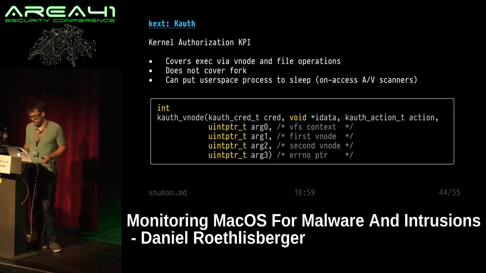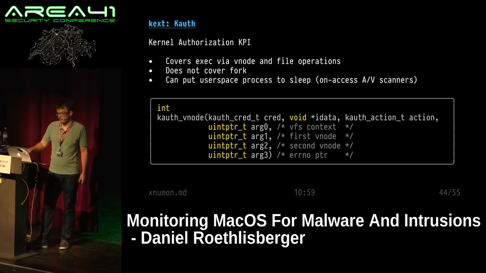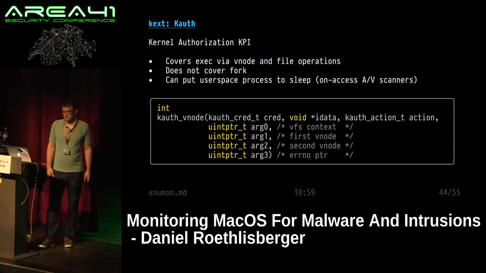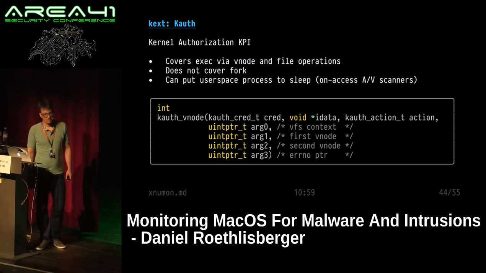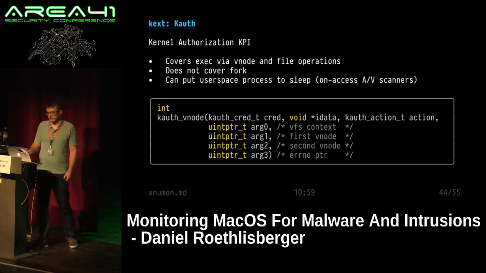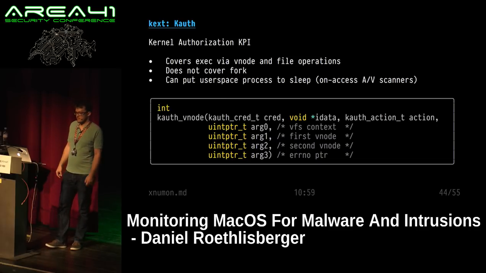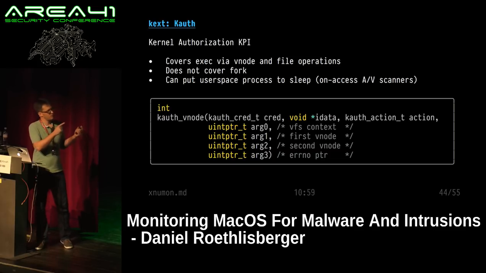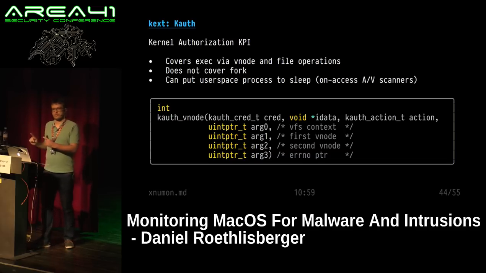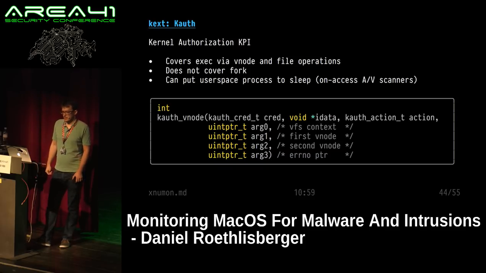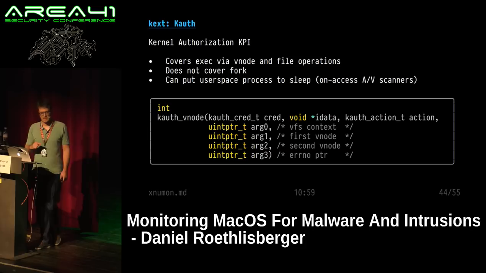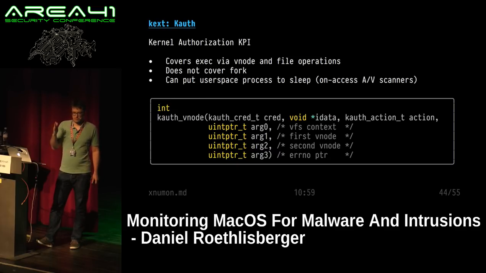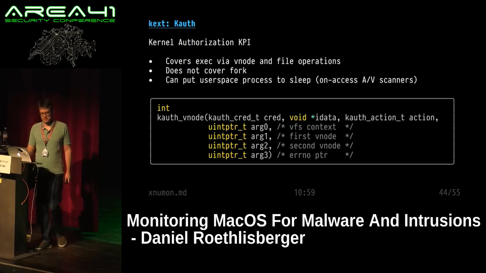So I went and looked into ways to solve this problem in the kernel. The better way to do it is the kernel authorization API or KPI, kernel programming interface. It does cover exec very well via the vNode. So you can actually get a callback every time the kernel calls exec on a vNode with all the information that we're interested in. The problem is you can't track fork with this. But on the positive side, we can use this to pause a process and then let it continue later. This is the Apple kind of official way to write an on-access AV scanner for the Mac.